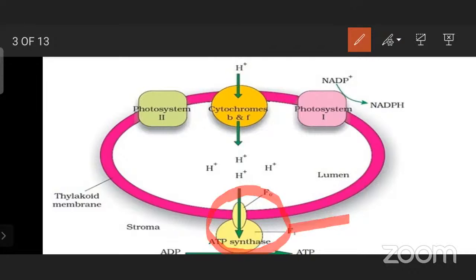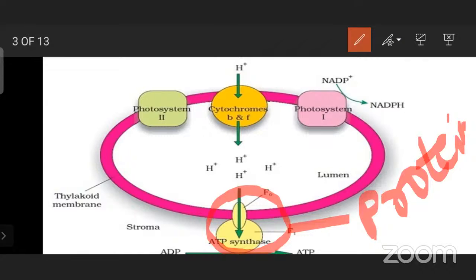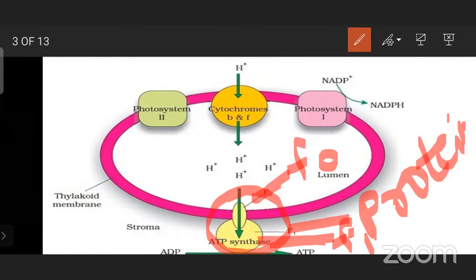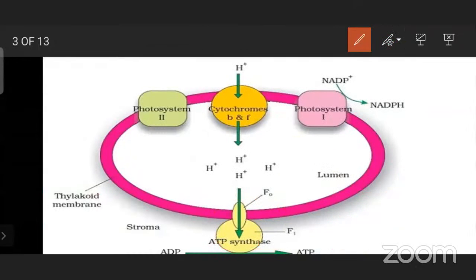Protons are also there, and the third thing which you see here is a protein molecule. This is a protein molecule having two parts. The part which is embedded inside is the F0 particle, and the part which is protruding outside is the F1 particle. So you have F0, F1 particle. The F1 particle is going to act as an enzyme, and what for this is located, you must know.